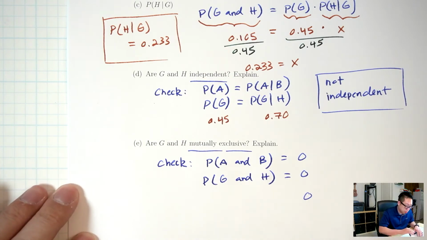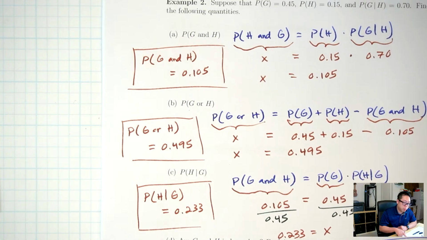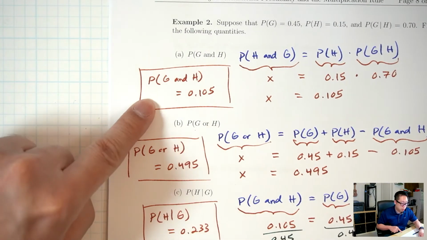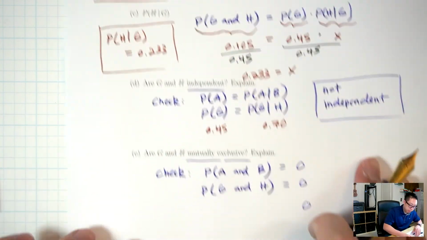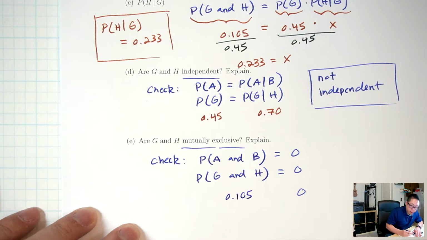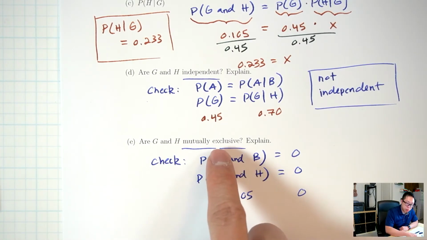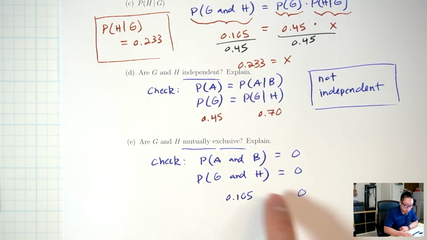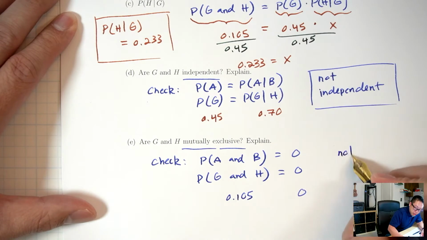We probably did that already somewhere. Where do I have G and H? Right there. So G and H is 0.105. Okay, question is, are they equal to each other or not? If they are, then it's mutually exclusive. If they're not equal to each other, then it's not mutually exclusive. So obviously, this would be not mutually exclusive.